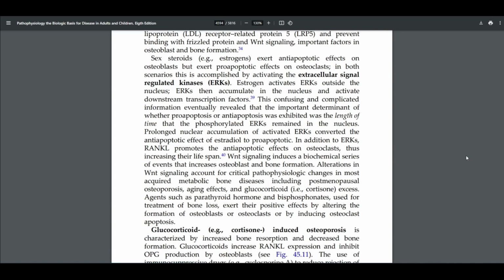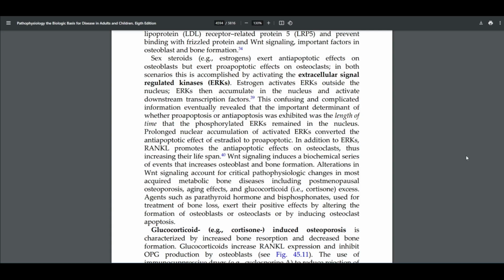Sex steroids exert anti-apoptotic effects on osteoblasts, but exert pro-apoptotic effects on osteoclasts. In both scenarios, this is accomplished by activating the extracellular signal-regulated kinases. Estrogen activates ERKs, or extracellular signal-regulated kinases, outside the nucleus. ERKs then accumulate in the nucleus and activate downstream transcription factors.